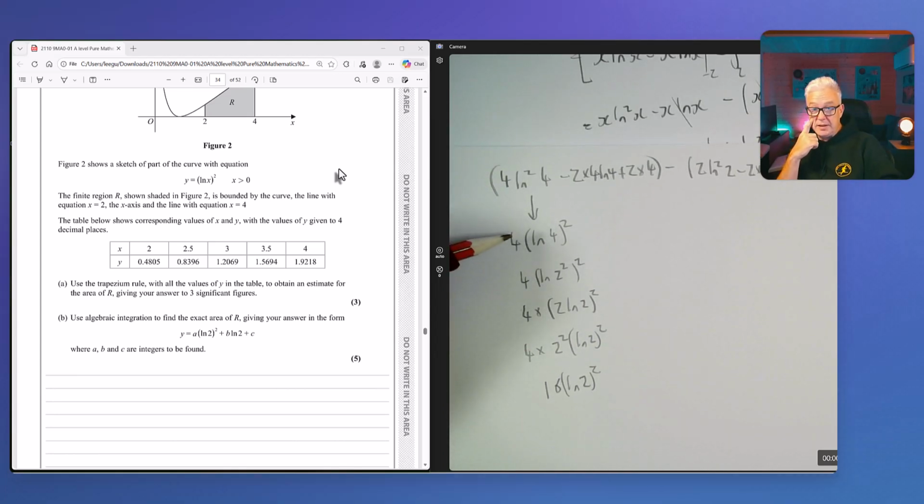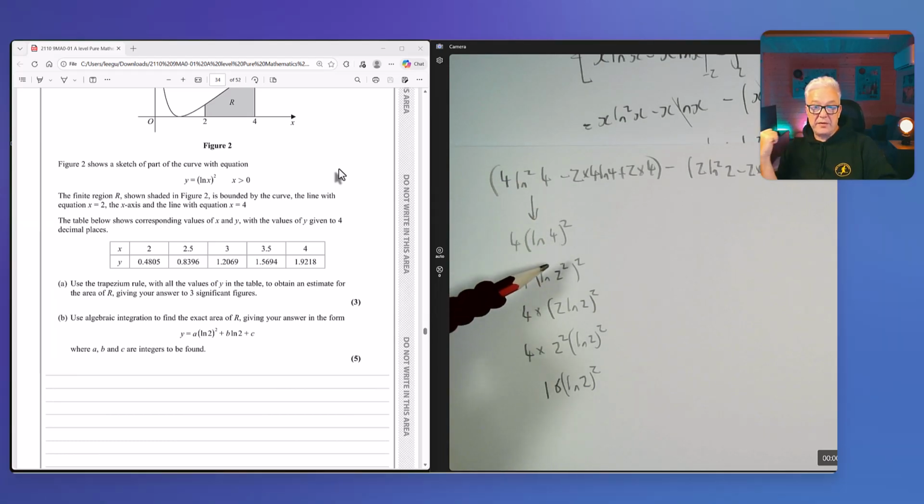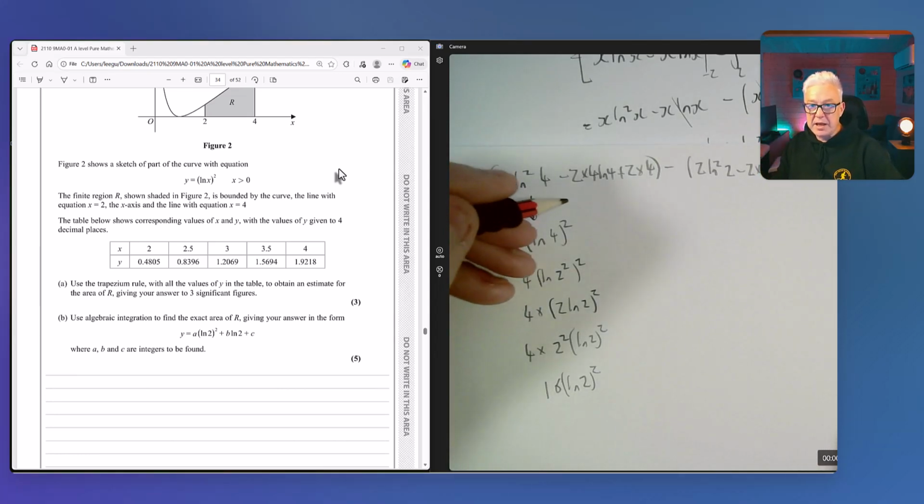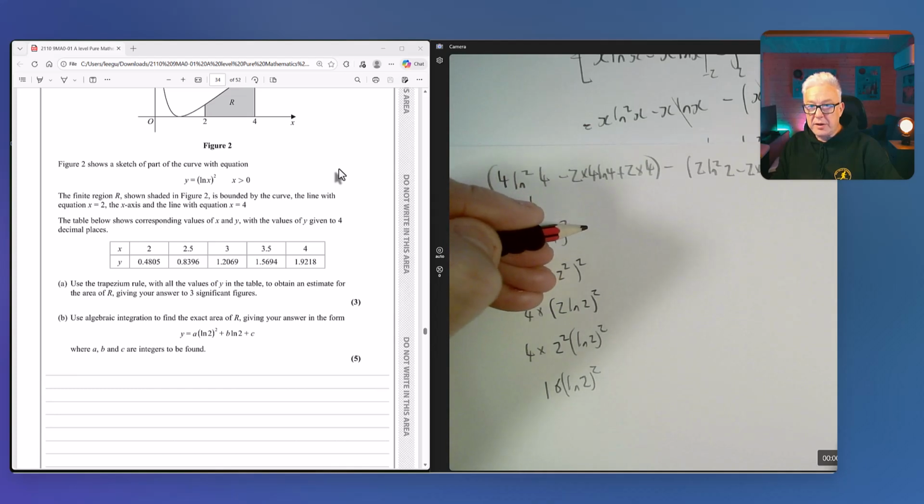I think it'd be super easy to make a mistake. So we've basically rewritten ln²4 as ln4 of all squared. Because we're aiming for a final version with ln2, I've rewritten 4 as being 2 squared. I've used the power law to bring the 2 to the front, and then the laws of indices means that goes to 2 squared times ln2 all squared, which is going to be 4 times 4, which is going to be 16. Okay, now let's look at the other terms. I don't think the other terms are too bad.